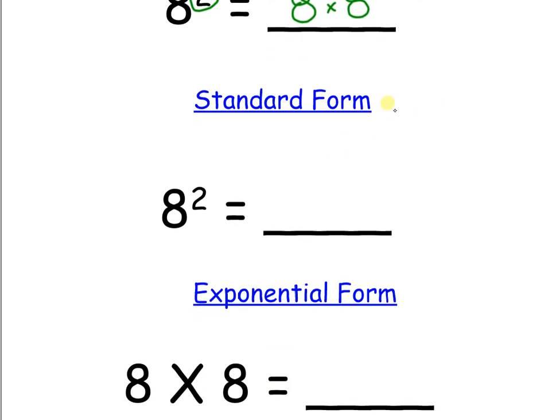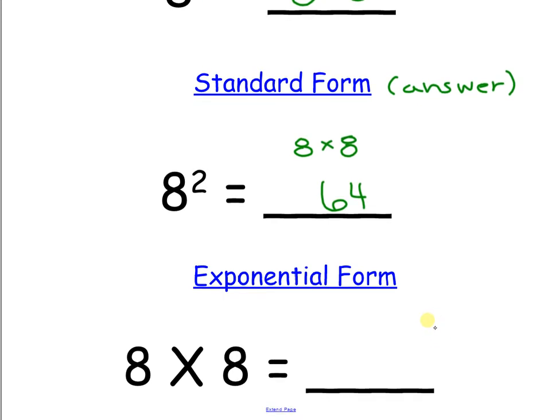Now we move on to standard form. Remember, standard form is going to ask us for the answer to the problem. So if 8 to the second power means 8 times 8, then my answer is 64. Just like the last one. Last but not least, we have exponential form again. So our base is 8, and 8 is being multiplied times itself once and twice. So our exponent is 2.